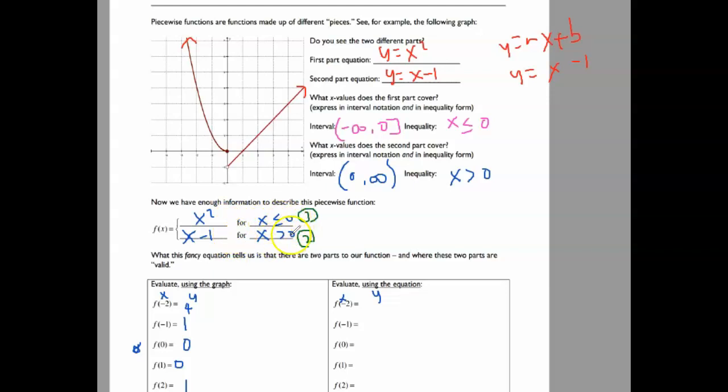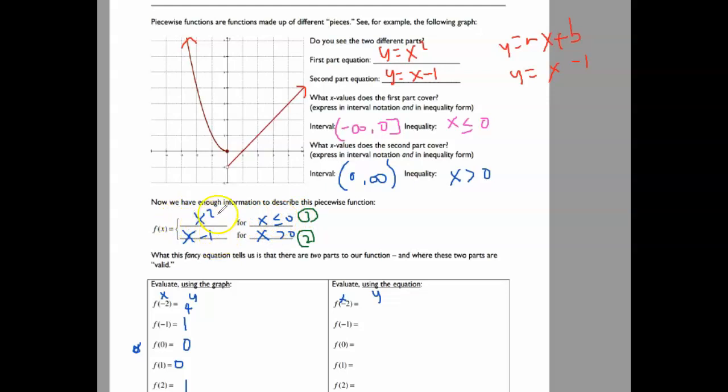First, determine where your x values fall. Notice x is negative 2. Folks, is negative 2 less than or equal to 0, or is negative 2 greater than 0? Negative 2 is less than or equal to 0. That means we have to use the first equation.